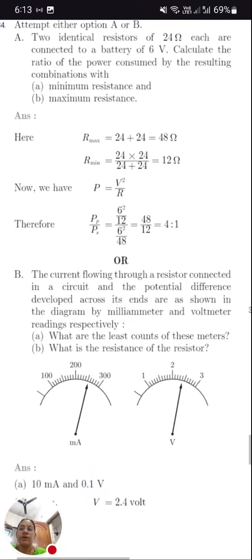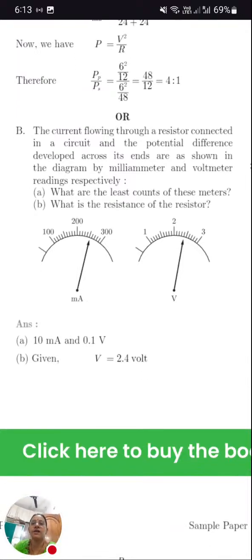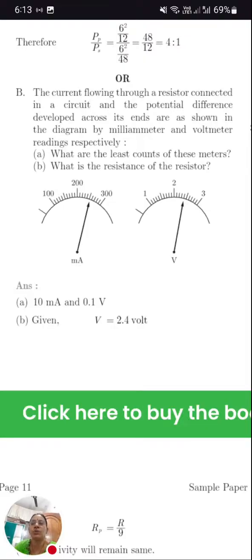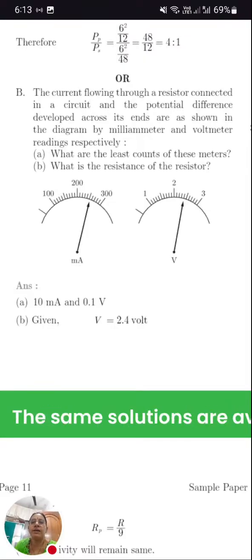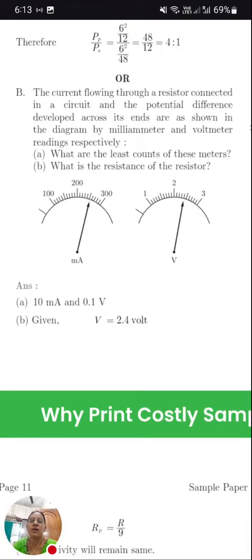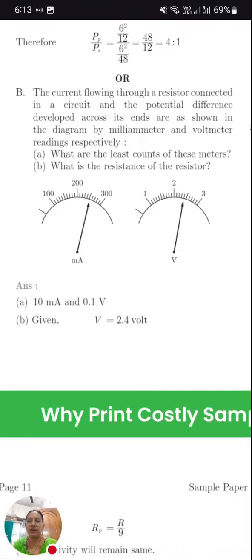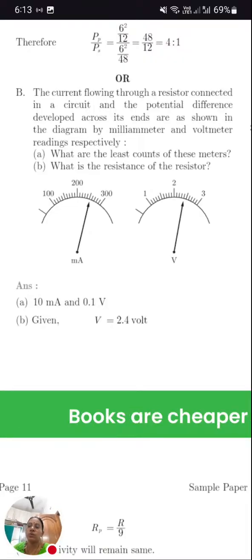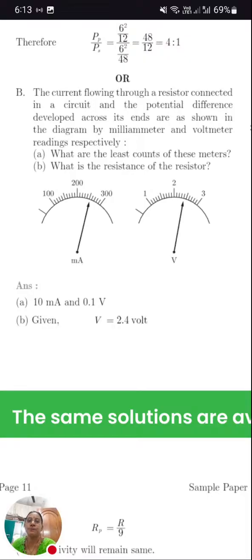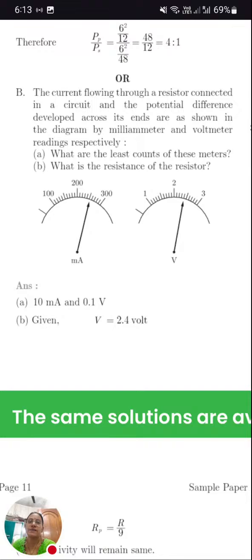Okay. Now the 34B. Current flowing through the resistors connected in the circuit and the potential difference developed across the ends are shown in the diagram by milliammeter and voltmeter readings respectively. What are the least counts of these meters? This is from the practical book. If you have the practical physics lab book, you can go through these kinds of questions.